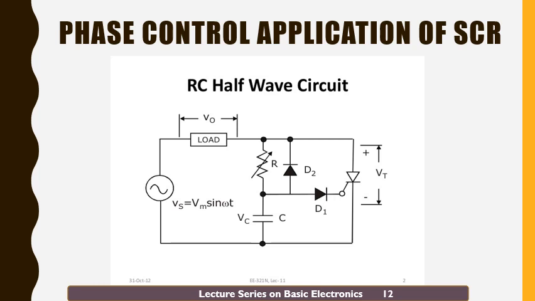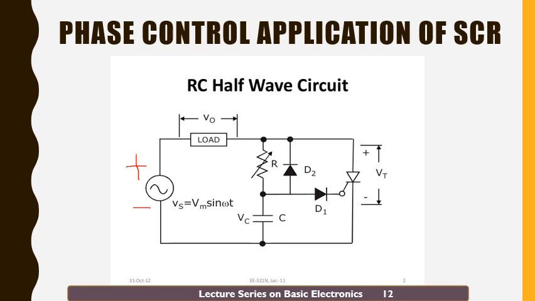Initially, during the positive half cycle, this is positive and this is negative. Assume that this is the secondary of the transformer. Because of this, the applied voltage will make the current flow through this, through the resistance and then the capacitance. Whenever the current flows through the capacitance, the capacitor starts charging. So the voltage across the capacitor goes on charging.